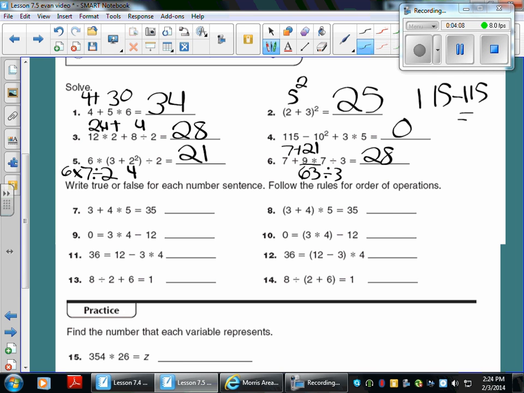I had to read it left to right. 9 times 7 gave me 63. Now I can divide. 63 divided by 3 is 21. 7 plus 21 equals 28.